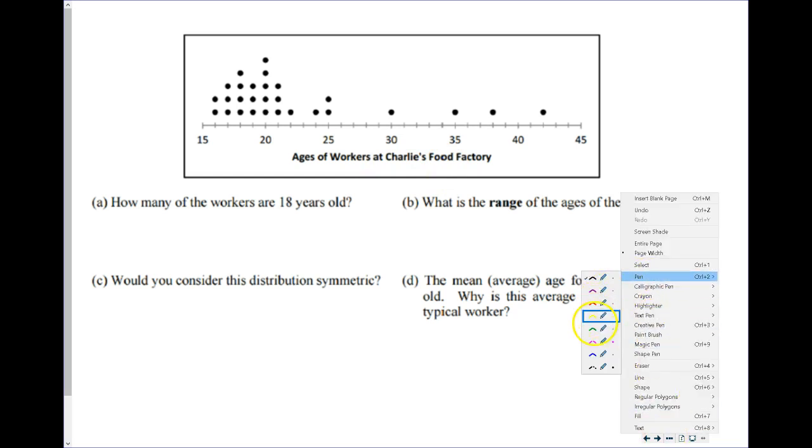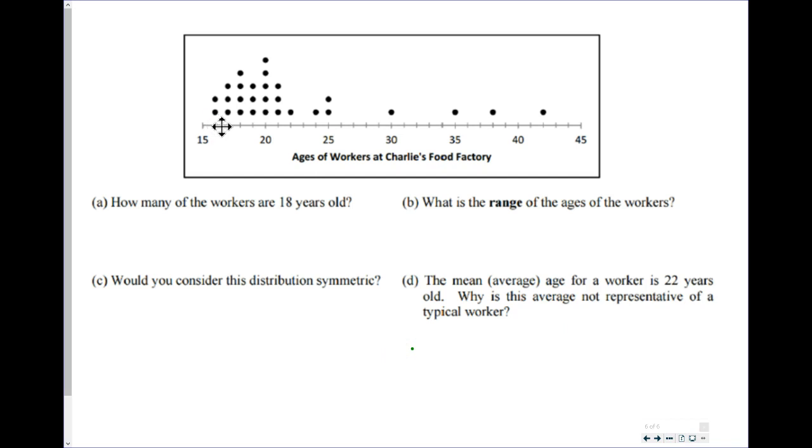So I'm going to go to 18. So this is 16, 17. So this is 18 right here. And I've got 1, 2, 3. I've got 4 workers that are 18 years old.